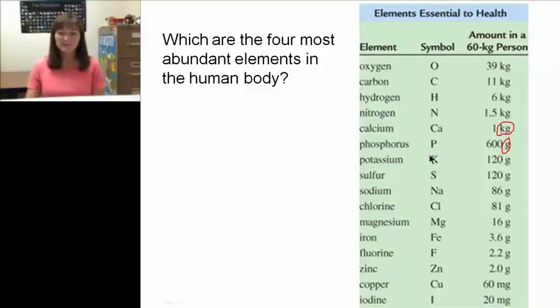So all I really expect you to know from this slide for test purposes is I do want you to know what the 4 most abundant elements in our body are. So be able to tell me that we're mainly made up of oxygen, carbon, hydrogen, and nitrogen.